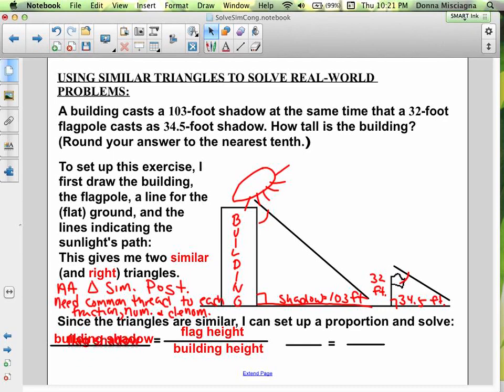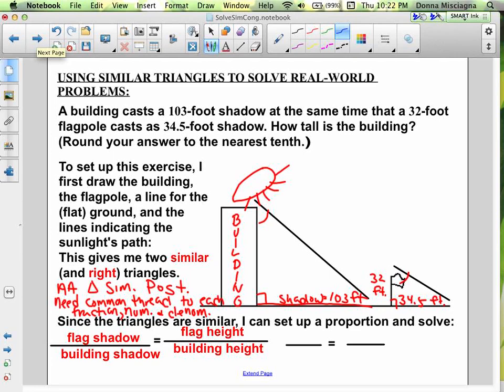If you don't set it up so there's a common thread in each fraction, the numerator and the denominator, you can go and solve it, but the answer you get is meaningless. It's wrong, because you didn't match corresponding parts. You don't have a triangle similarity statement here to match up the corresponding parts, so you use the concepts of what these things are. Shadow goes with shadow. Height goes with height. Flag goes with flag. Building goes with building.